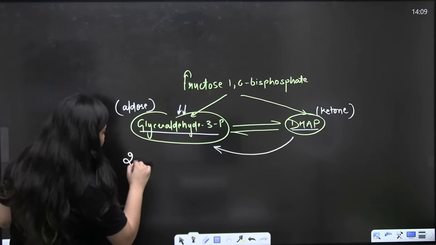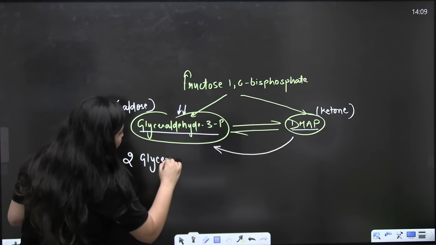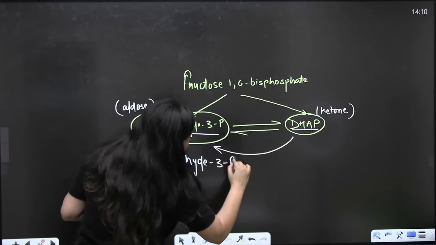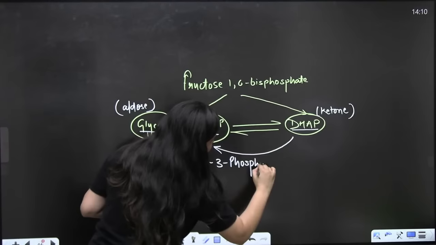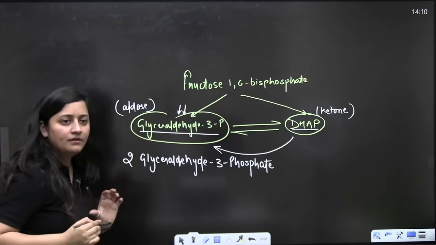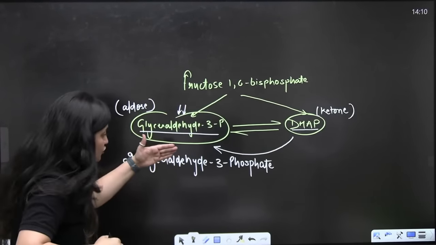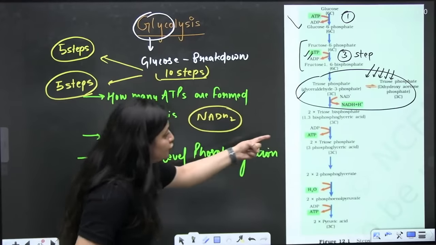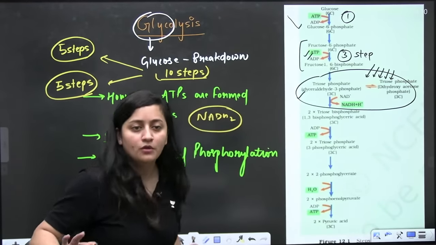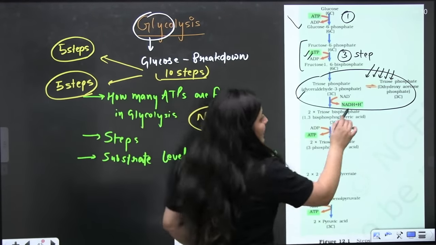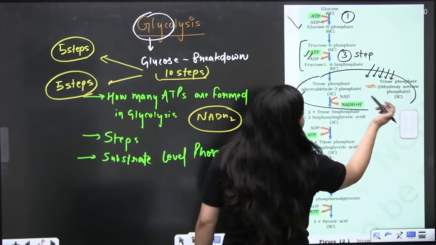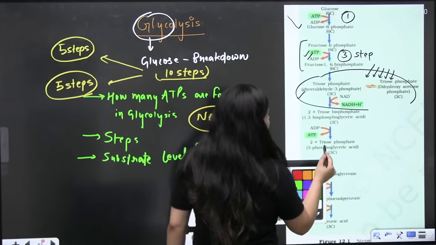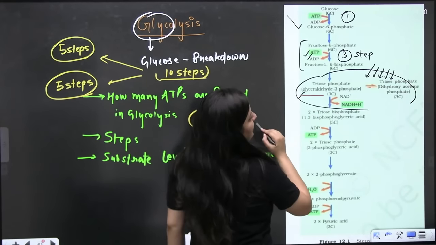So can I not say that after this, we will be having 2 glyceraldehyde 3-phosphate? Can we not say that? Yes, of course. So in the next steps, that is why we use 2, 2, 2, 2. Got it? Because this dihydroxyacetone phosphate will be converted into this glyceraldehyde 3-phosphate.